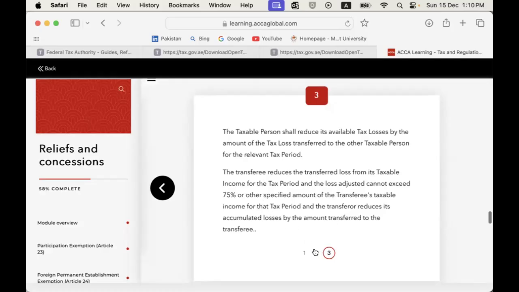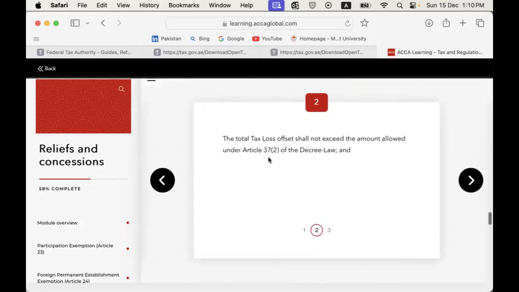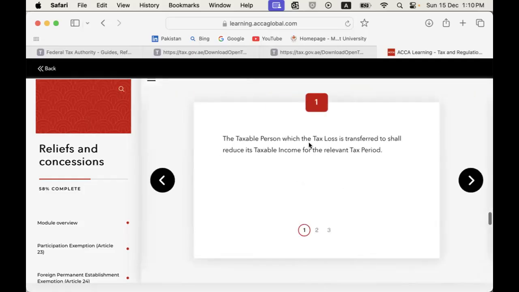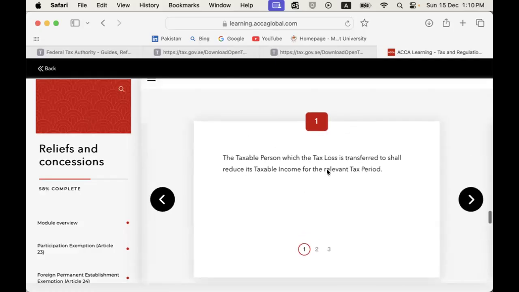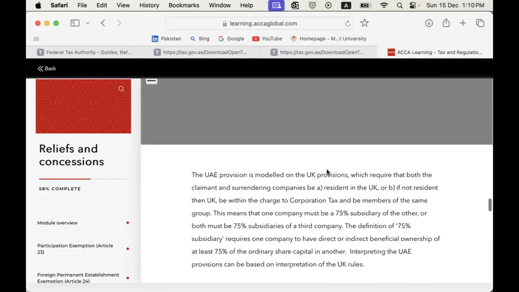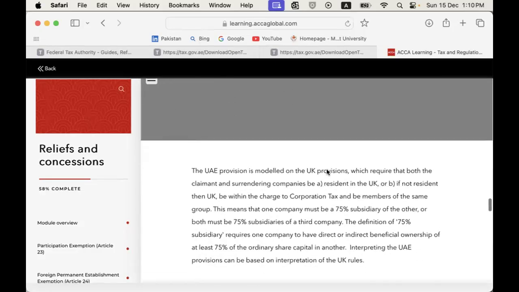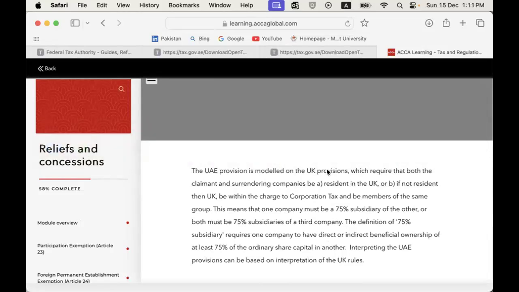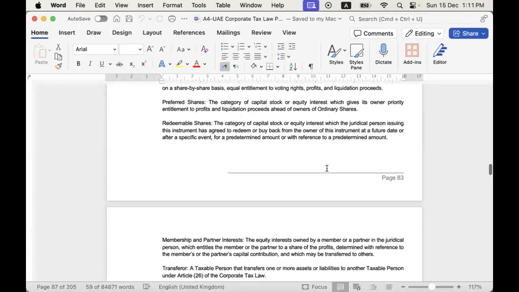Let me read. The total tax loss offset shall not exceed the amount allowed. Let me read it in the first place as well. The taxable person which the tax loss is transferred to shall reduce his... So apparently, it is not written here. This is article number 38, correct? 38. Yeah. Go to the source and see your point, which is a very good point actually.